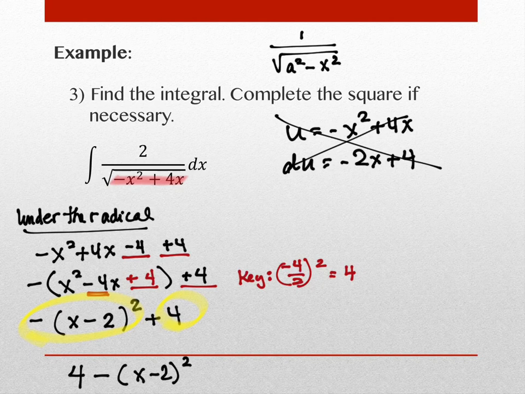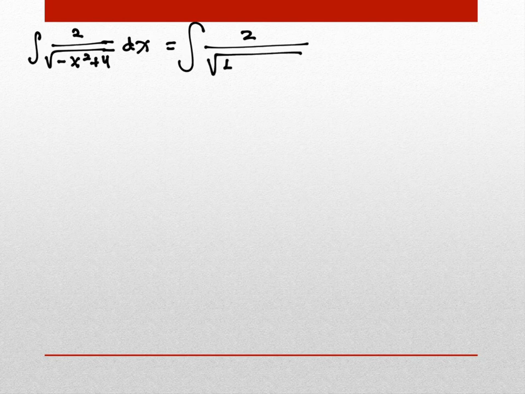All right, I'm going to go back to the original problem now, and I'm going to put that in. I do have an extra slide, so I'm going to go up and write this again. So the original function looked like this: negative x squared plus 4x dx. And the work that we have just done will actually change the way it looks into 4 minus x minus 2 squared dx. Okay, is that all right?